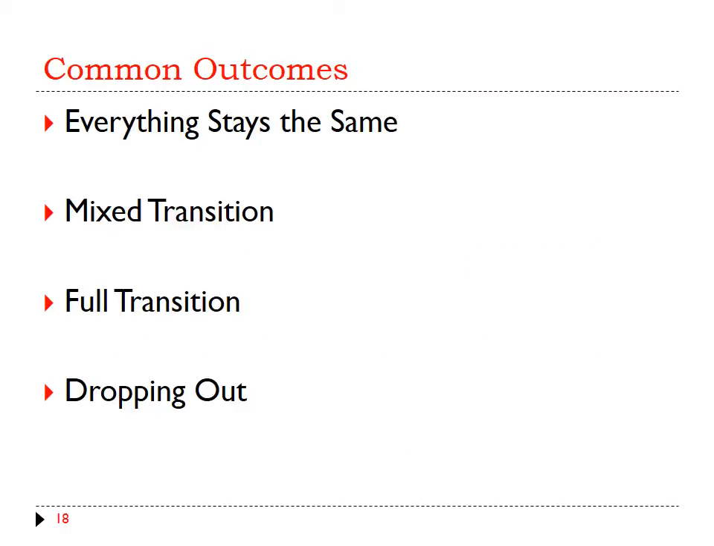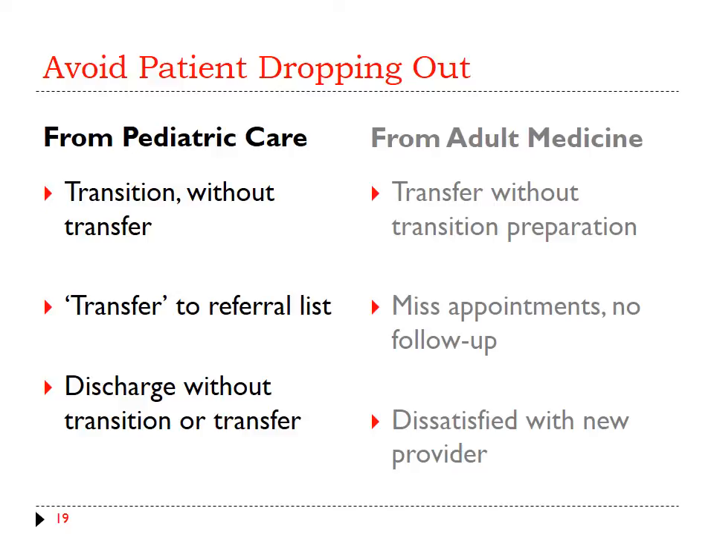In the current state, transition outcomes commonly fall into one of the following categories: everything stays the same, mixed transition, full transition, and dropping out. Some patients learn about transition on what becomes their last visit. This type of abrupt discharge and transfer frequently leads to an interruption in care.